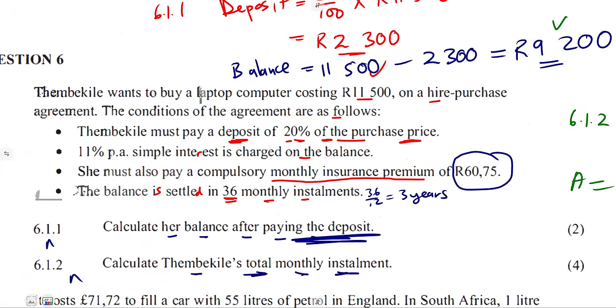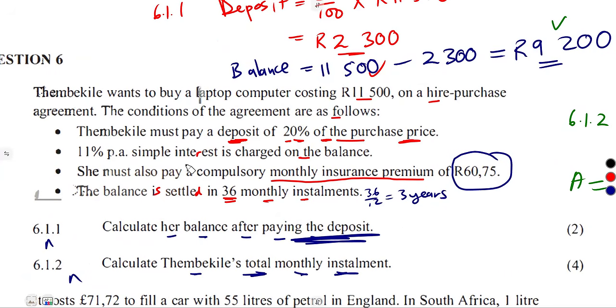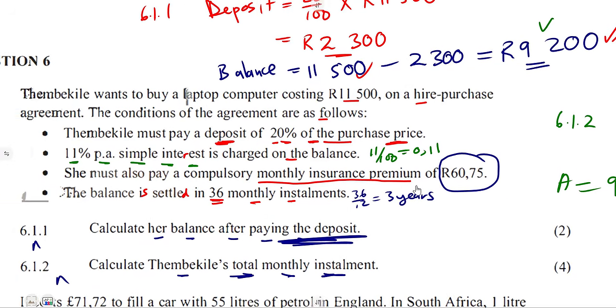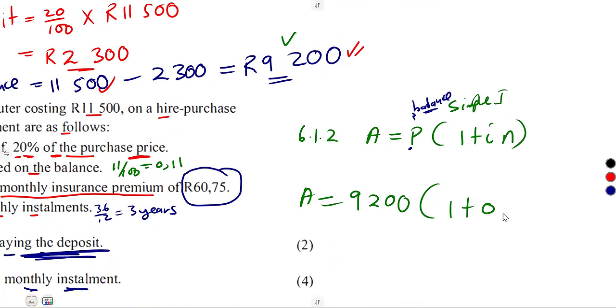We are told that it is what? The interest rate is 11% per annum simple interest. So 11% divided by 100 is 0.11 as a decimal. So you're going to have 0.11 times the number of years, 36 months, is equal to what? To 3 years. So use your calculator. That was going to give you the total amount to be paid over the period of 3 years.